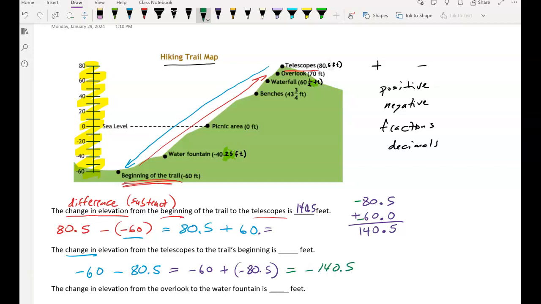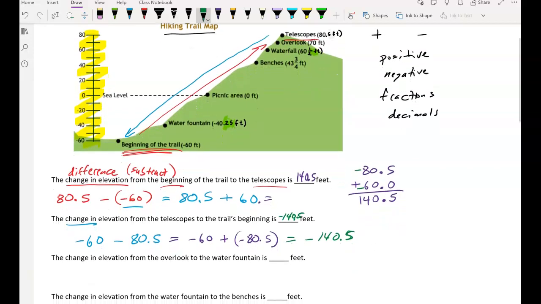So that would be negative 140.5 feet, negative. And that makes sense because we were going downhill. And when you're going downhill, that's negative change in elevation. All right. Let's move to the third question.